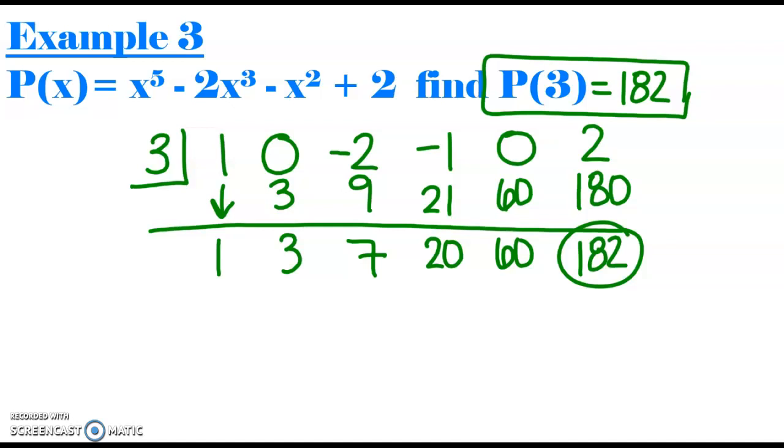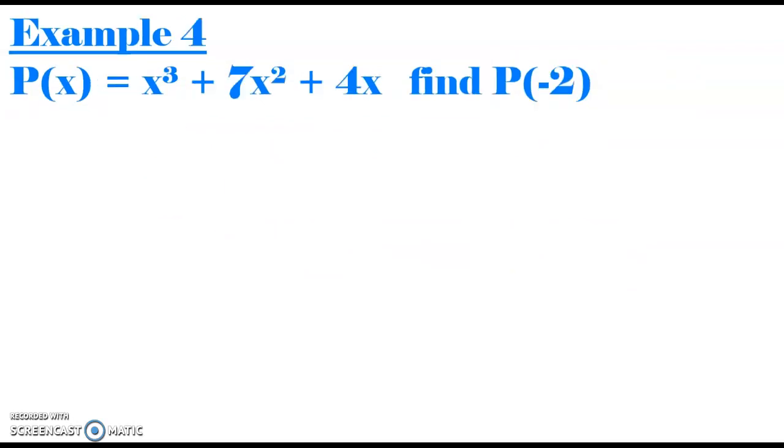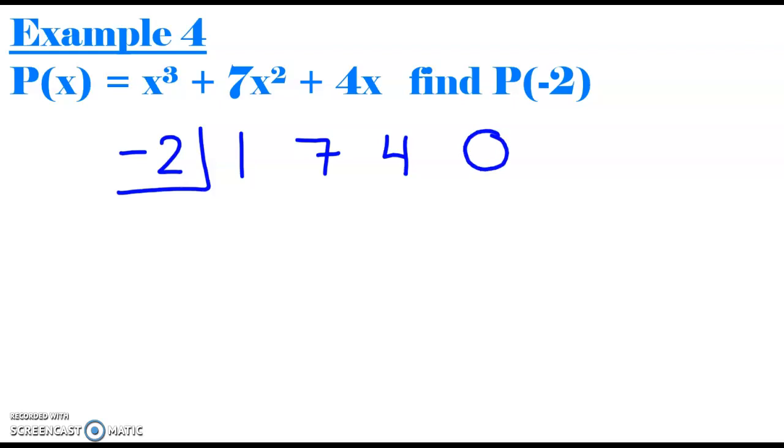All right, one more example. We want to find P of negative 2. So negative 2 is in the penalty box. We've got 1x cubed, 7x squared, 4x's. We have no constants. We have to represent that constant that is not there with a 0 also. That's a common mistake, to forget that 0 on the end when there's no constant.